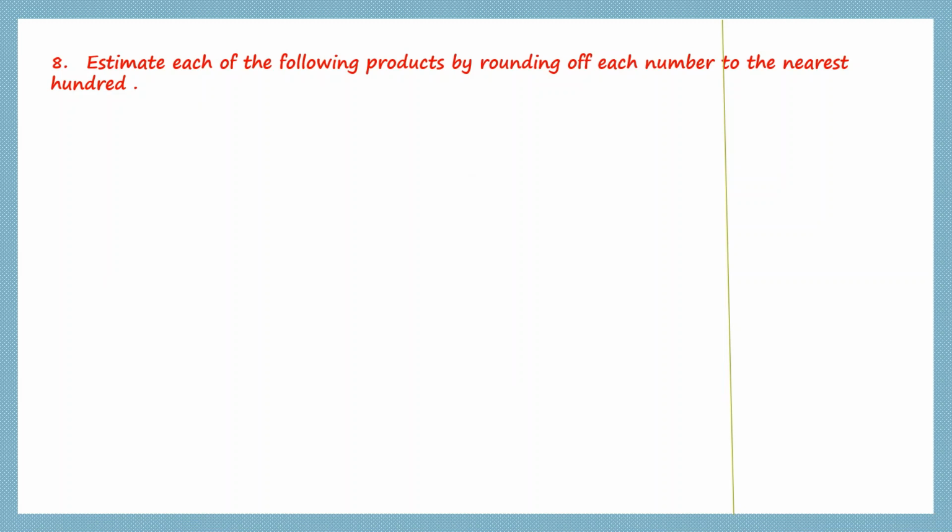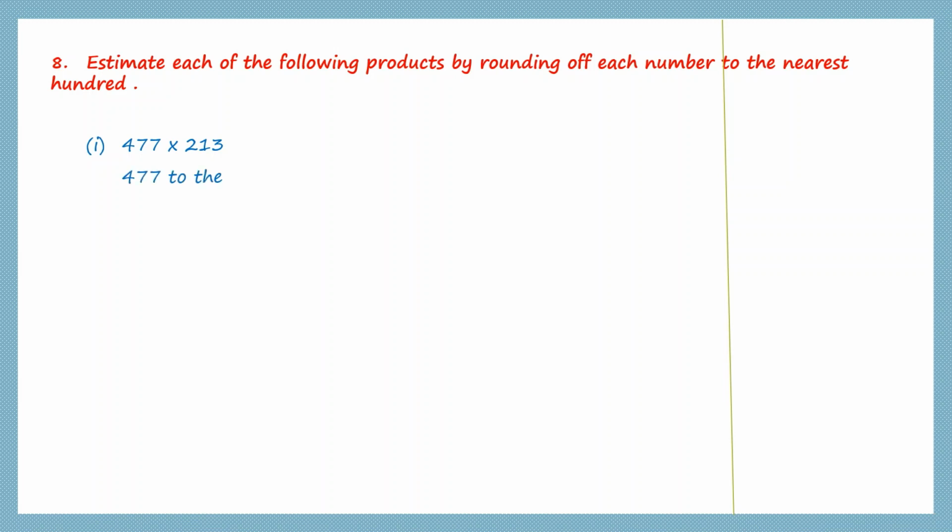Question 8. Estimate each of the following products by rounding off each number to the nearest 100. So this time it is the nearest 100. So let's begin. So we have question 1, 477 into 213.